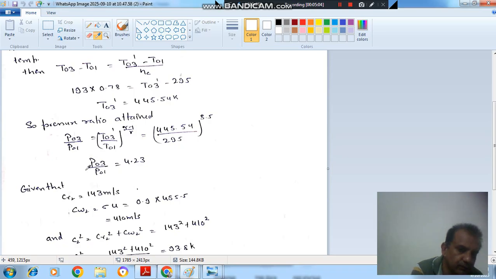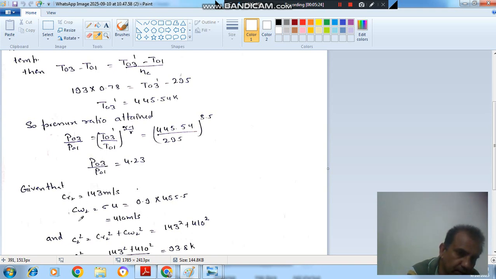So this is the answer to the second question. Now we have the radial velocity at outlet as 143 meter per second. So that is given. And CW2 we can calculate, that is sigma u. Sigma is your slip factor and u is your speed. So that is 400 times.